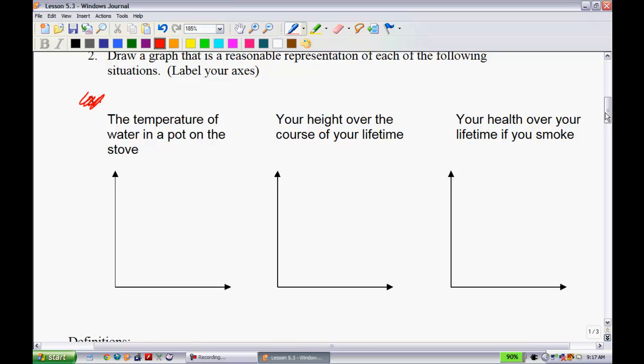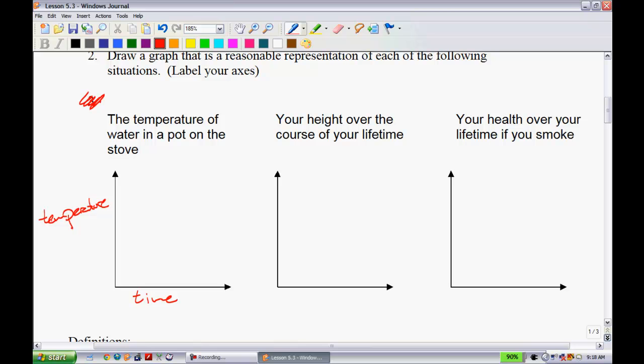The first one that we have is the temperature of the water in a pot on the stove. So we are going to first label our axes. So this is over time, and they want you to figure out how the temperature changes. How I knew that time went down there is, remember, time is the independent variable and the temperature is dependent on the time, so therefore the temperature goes on the y-axis.